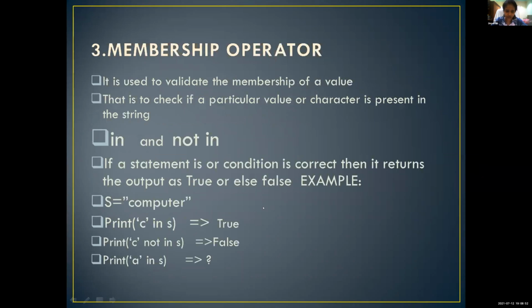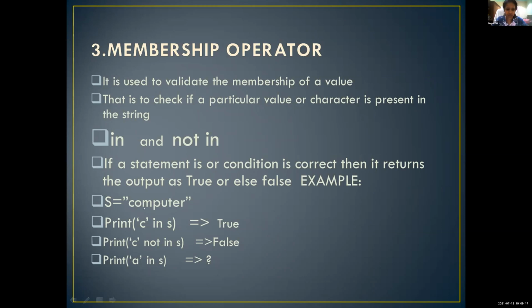The next operator is the membership operator. It is used for validating the membership of a value. That is to check whether a particular character is present in the string or not. So the operators used are in and not in. If a statement or condition is correct, it returns the output as true, or else it returns false. Now take the example.